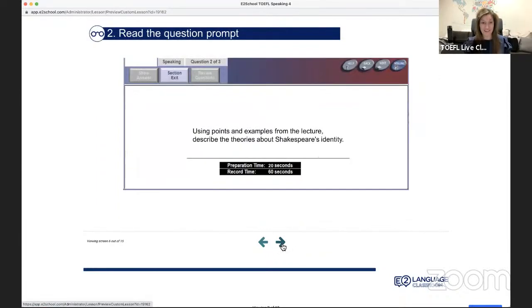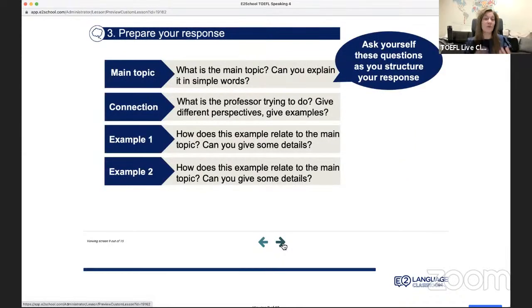All right, so now we read the question prompt. Using points and examples from the lecture, describe the theories about Shakespeare's identity. So we want to ask ourselves these questions as we structure our response. Remember, we only have 20 seconds to prepare, so we're not going to write all of these things out. This is a template that we suggest that you memorize. And of course, it is a template. It's not going to be the exact same every time. You need to be flexible, but this is a really great guide.